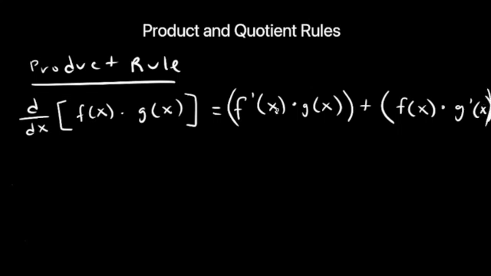Okay, now this is the product rule, very simple. Basically, say it's like 5x squared times 2x, right? And you find the derivative of this. This would be f of x right here, and this would be g of x. And then you just use the formula and you get the answer. Very simple and straightforward. Let's also quickly go over the formula for the quotient rule.